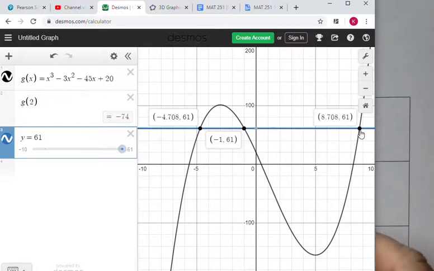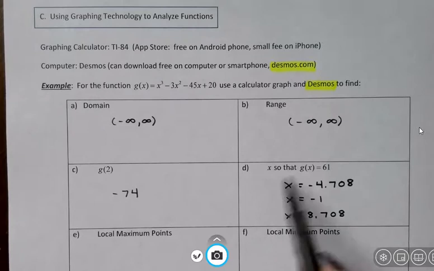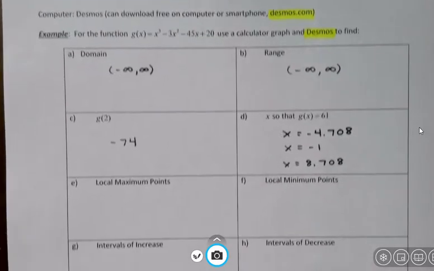When x is 8.708, y is 61. Now that's probably a decimal approximation, but 3 decimal places is usually good enough accuracy for what I'm going to need. So I'm happy with that. And I've just listed those x values that we just found using Desmos in my worksheet.